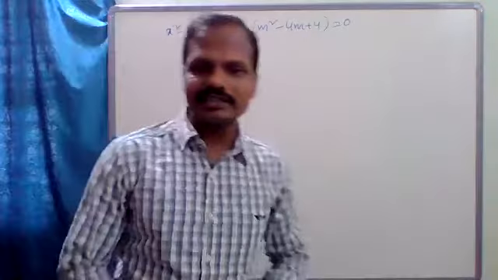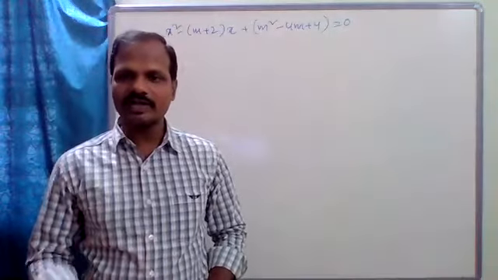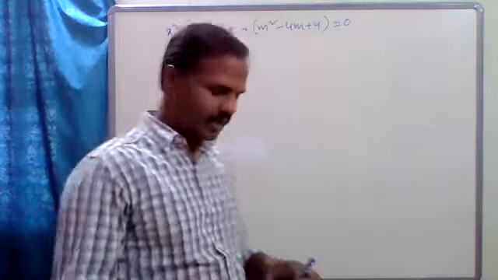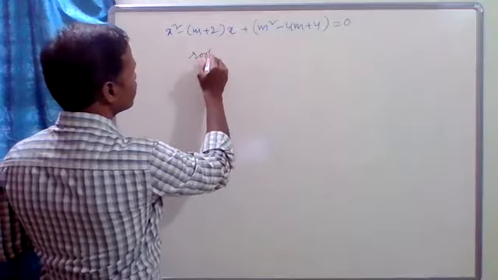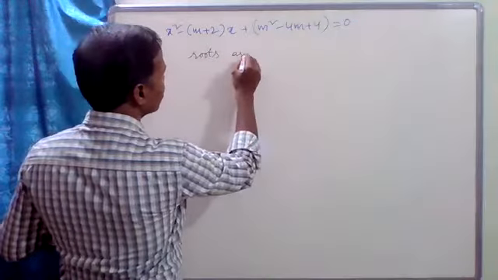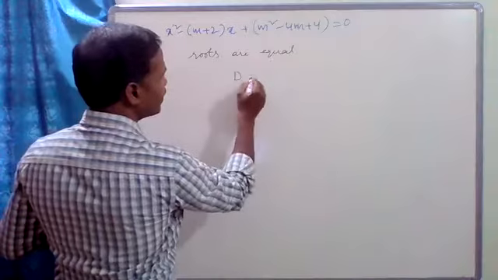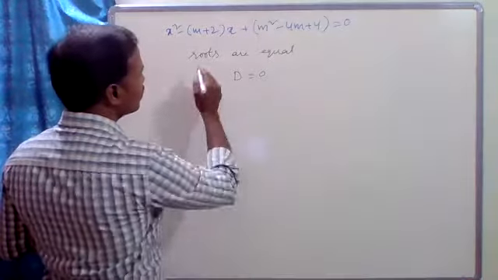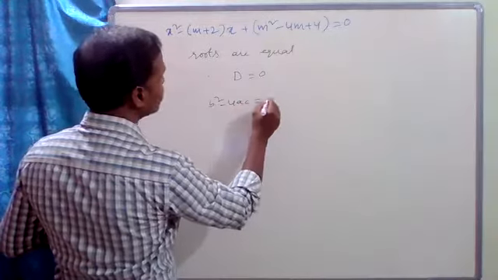So the roots are equal. If roots are equal, then what can you say about the discriminant? The discriminant is 0. So that is the logic here. Since the roots are equal, the discriminant equals 0, so b square minus 4ac equal to 0.